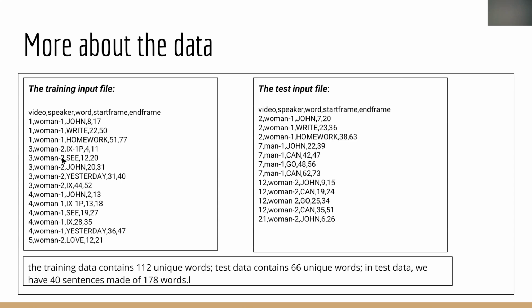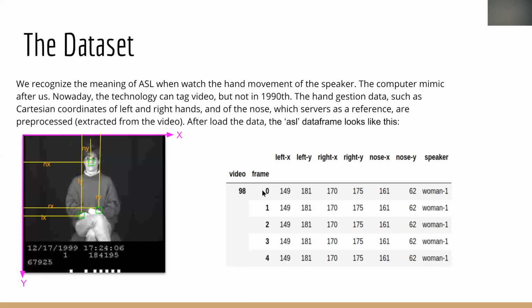See that the word C is from video 3, eclipse 3, and frame 12 to 20. And then for each of these data, we have here the video and the frame and the coordinates of the left hand, right hand, and the nose. And also the information of the speakers.